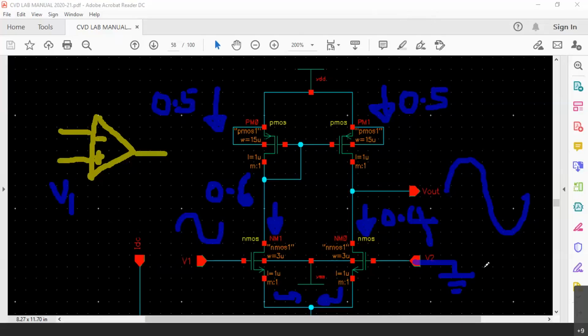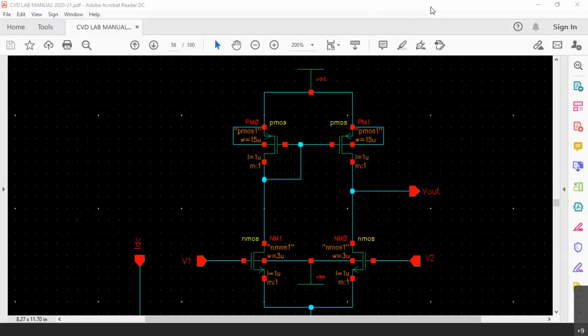So obviously now V2 is the inverting input. V1 is the non-inverting input. V2 is the inverting input. Now because we have grounded V2, whatever input we gave at V1, that is only going to be amplified, because the difference between V1 and V2 will be V1 only. Now let us do the other thing. Let us ground V1 now, and let us give input to V2 now.